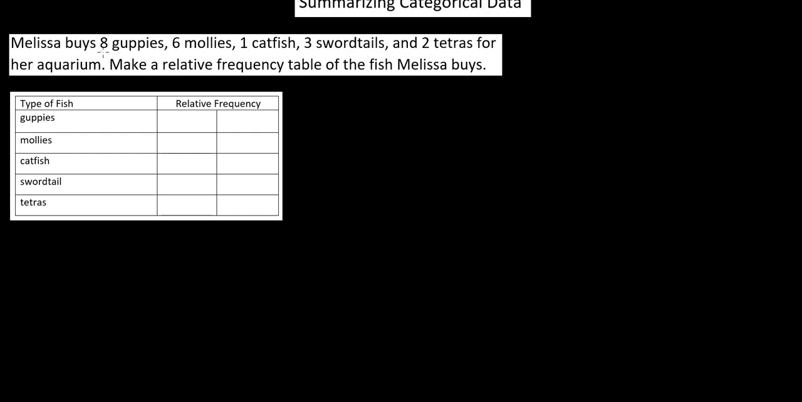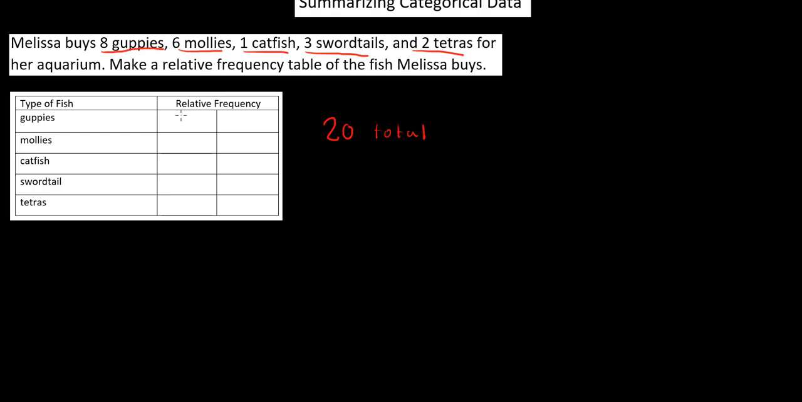Sorry about that, y'all. It took a while. We have 8 guppies, 6 mollies, 1 catfish, 3 swordtails, and 2 tetras. So, in total, I have 8 plus 6, which is 14, plus 1, 15, plus 3, 18, plus 2 is going to give us 20. So we have 20 total data points here.